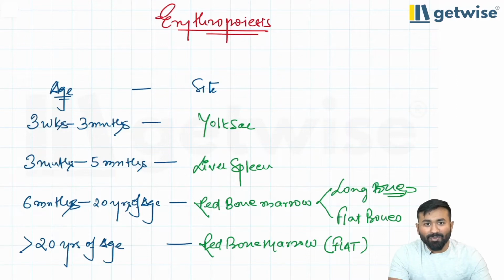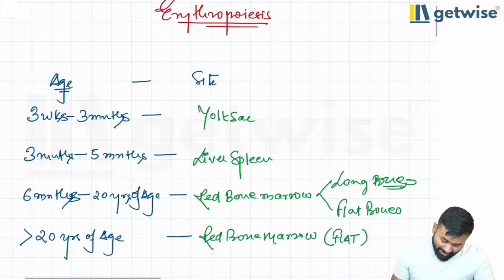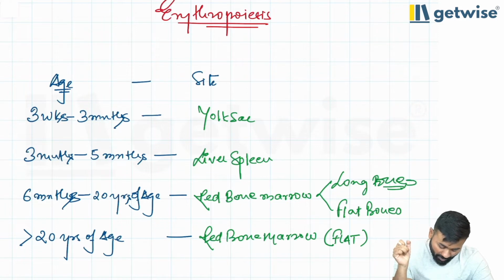Hey guys, in this video we will discuss erythropoiesis. So, what are the various sites where erythropoiesis is happening in the lifespan of a human being?